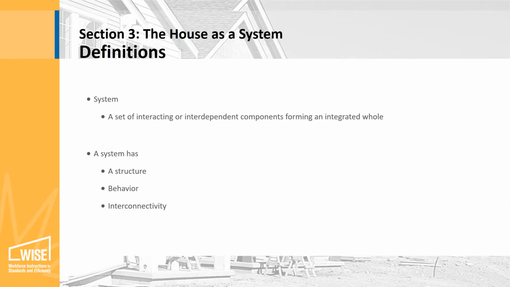A house, with all of its interacting and interdependent components, is the exact definition of a system. A system has structure. It contains parts or components that are directly or indirectly related to each other. A system has behavior. It contains processes that transform inputs into outputs. And a system has interconnectivity. The parts and processes are connected by structural and/or behavioral relationships.